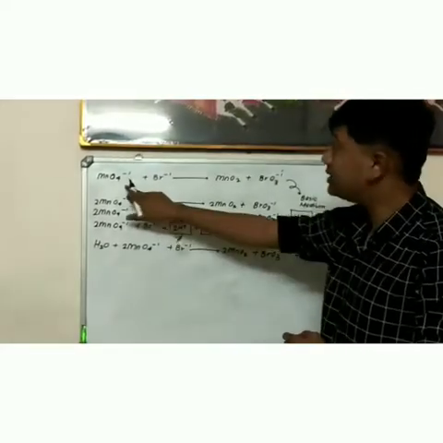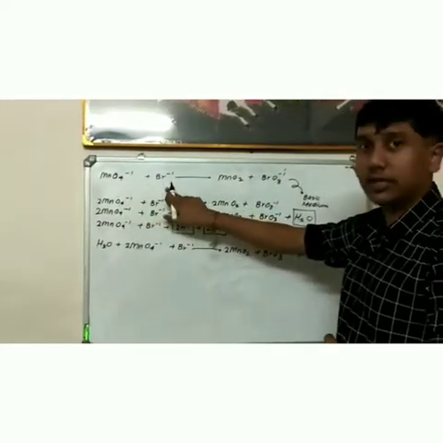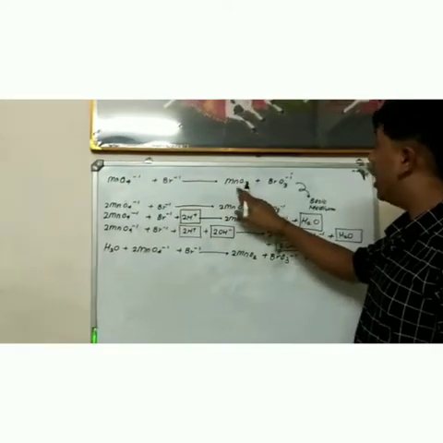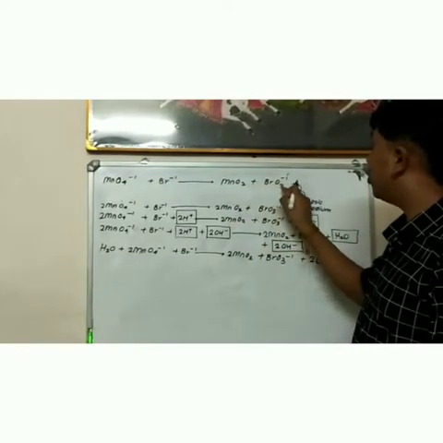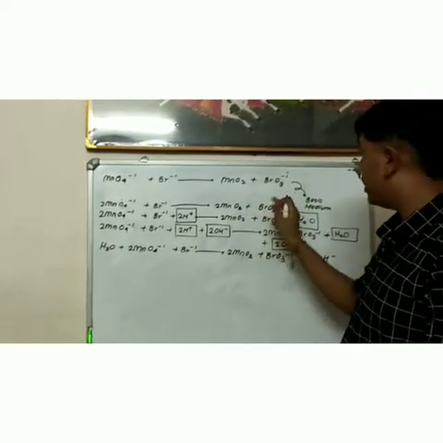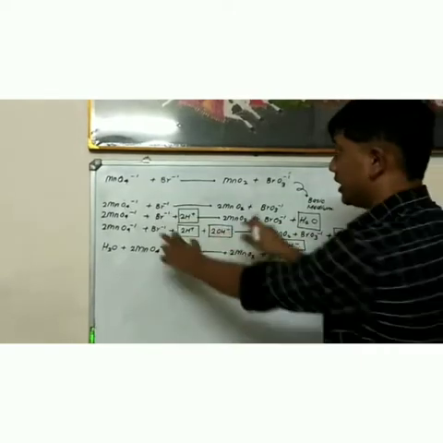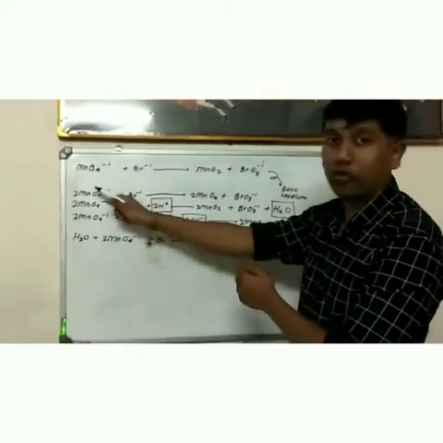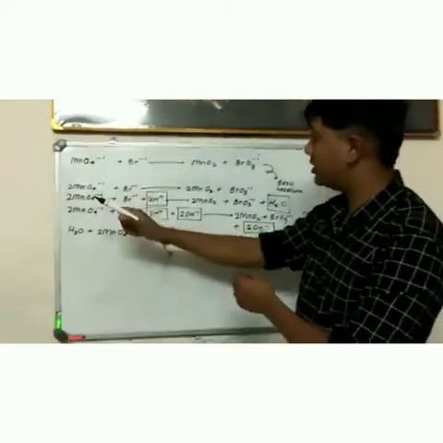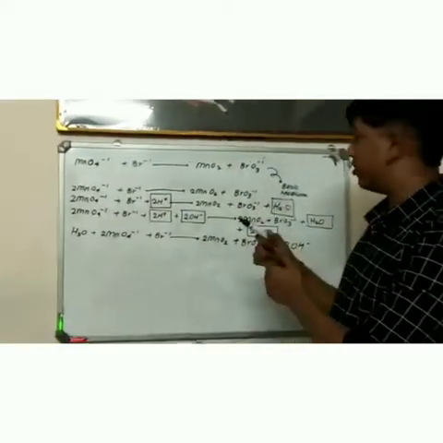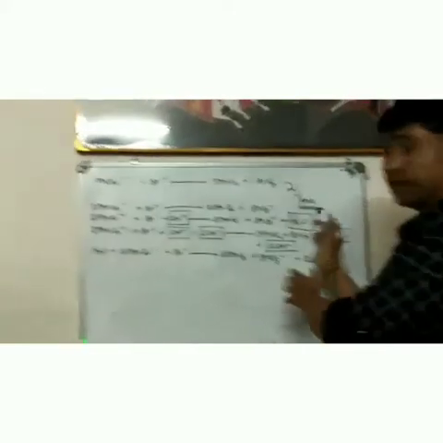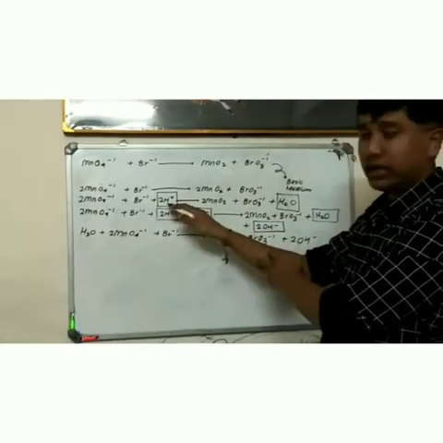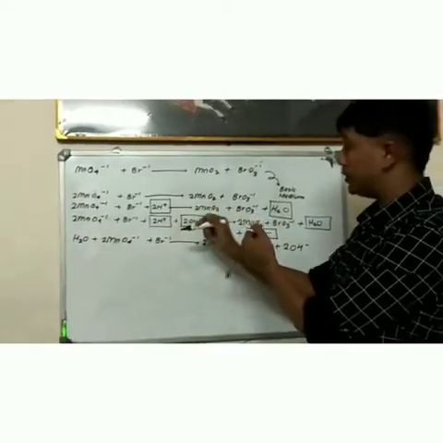So it is MnO4 minus plus Br minus gives MnO2 plus BrO3 minus. Here we can notice on the LHS there are 4 into 2, 8 oxygens, and here there are only 7 oxygens. So what we will do is add H2O on this side. In order to balance hydrogen ions, we will again add 2 H plus ions on the LHS.